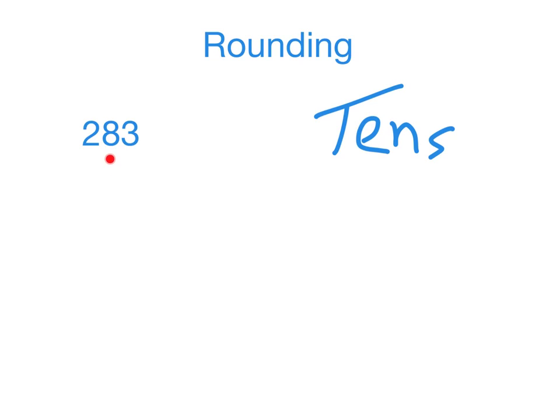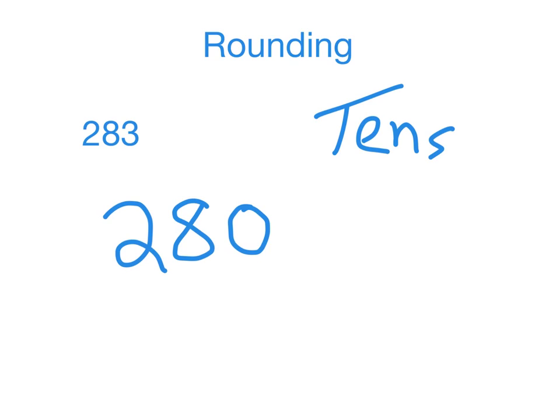When you round down, the digit that is in the place value you're rounding to stays the same. It does not go down one. In other words, it goes to 280, not 270. 280 is 283 rounded to the nearest tens place.